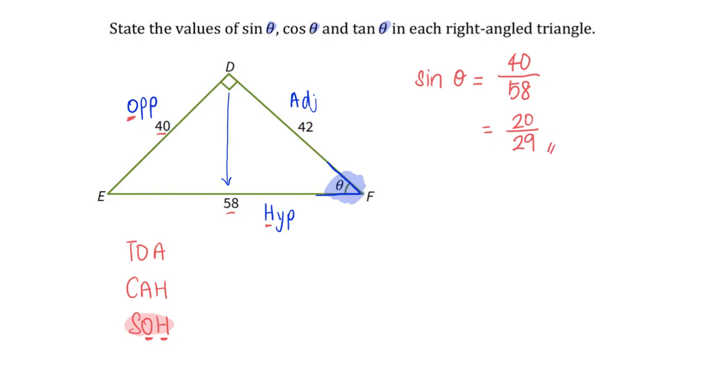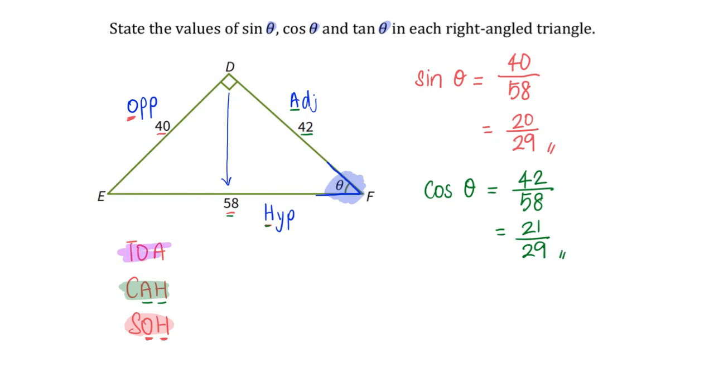Now let's look at my cosine. Cosine is CAH. So cosine of the angle theta is equal to my A, which will be 42, divided by my H, hypo, 58. Again, do leave your answer in the simplest form. In this case, it is 21 over 29.